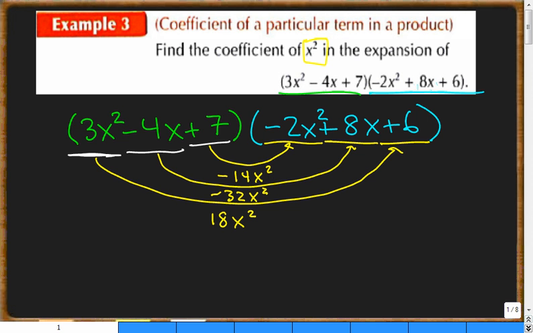So all of these terms here are going to exist in our expanded version, but we just don't have all that extra stuff because we've been able to analyze and find the ones that are just going to have an x squared term in them. So now we have to add all these up together.